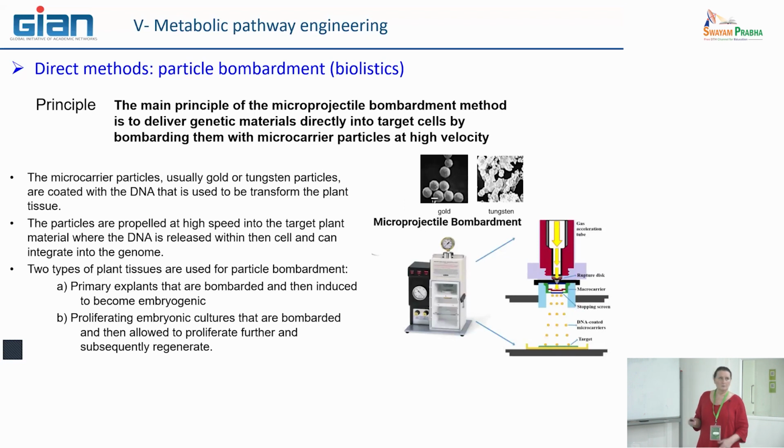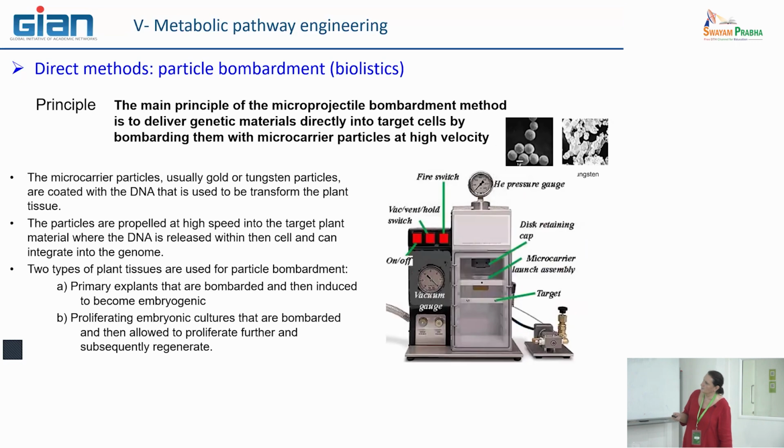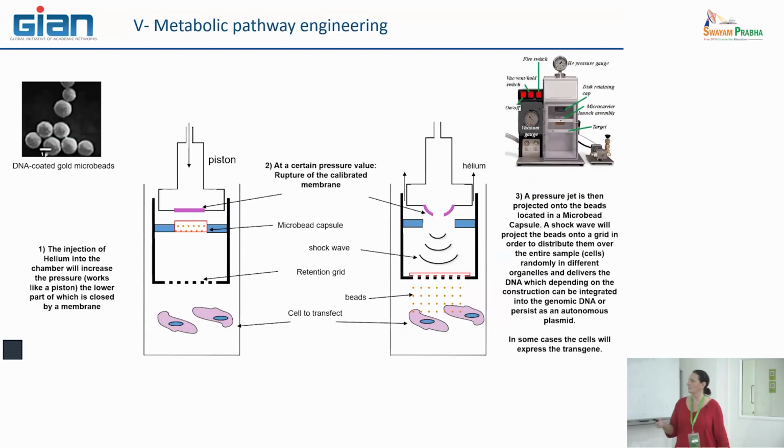So the machine used at the laboratory is like that, not a big one. The principle is that you have two types of bead, gold and tungsten. You can fix on them different DNA material that can be naked DNA or plasmid. And after, I have perhaps put this slide to explain how it functions.